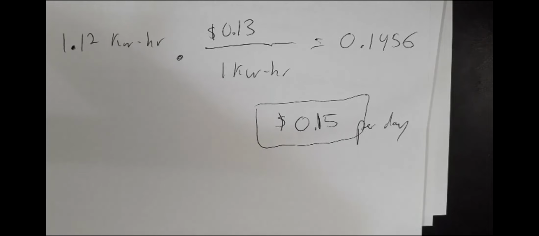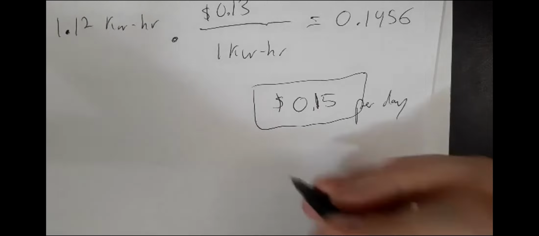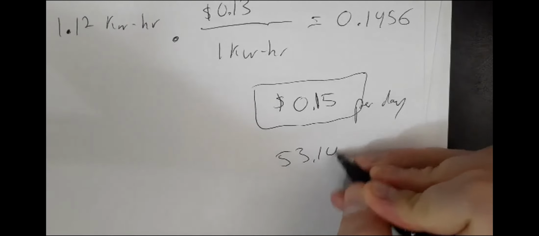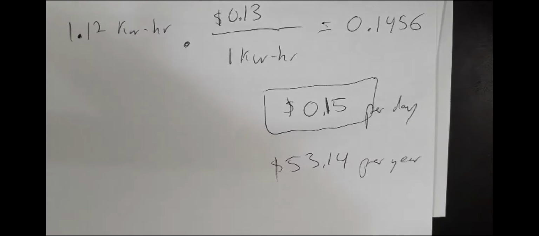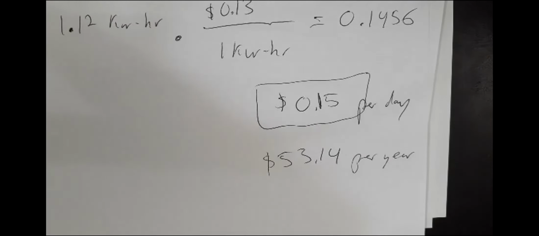Okay, so if I have 0.1456 and someone already told me how to figure out per year, if I want to know per year, that would be 53.14. And so to get from per day to per year, you'd be multiplying it by 365. Probably should be 365.25, but I'm being kind of lazy. So it's going to cost you about 53 per year.